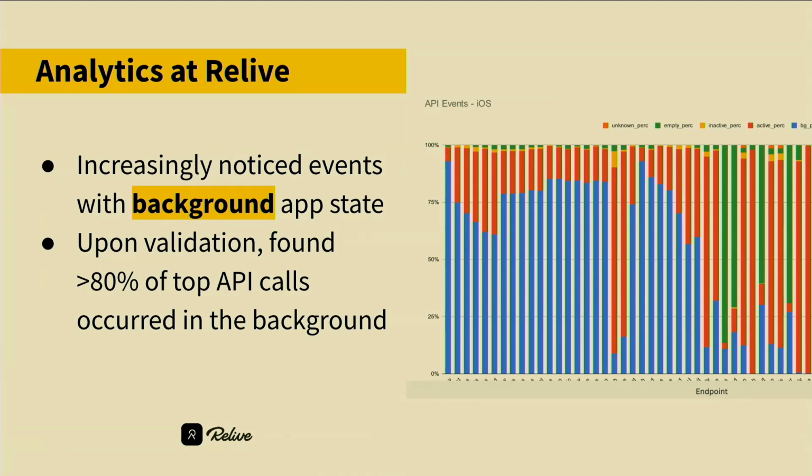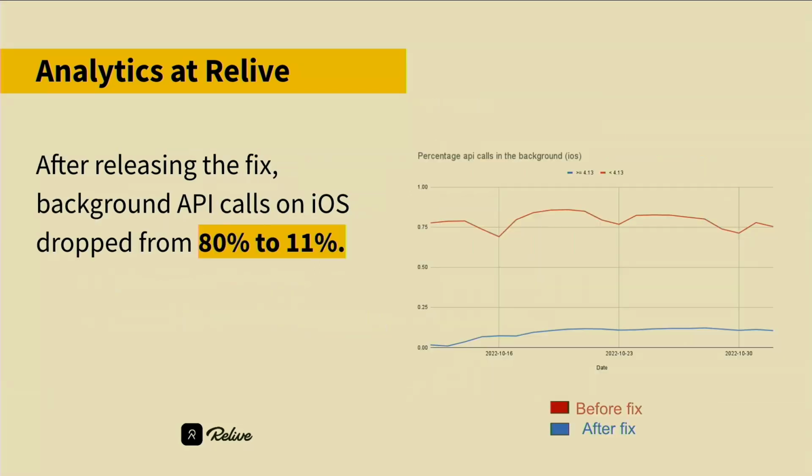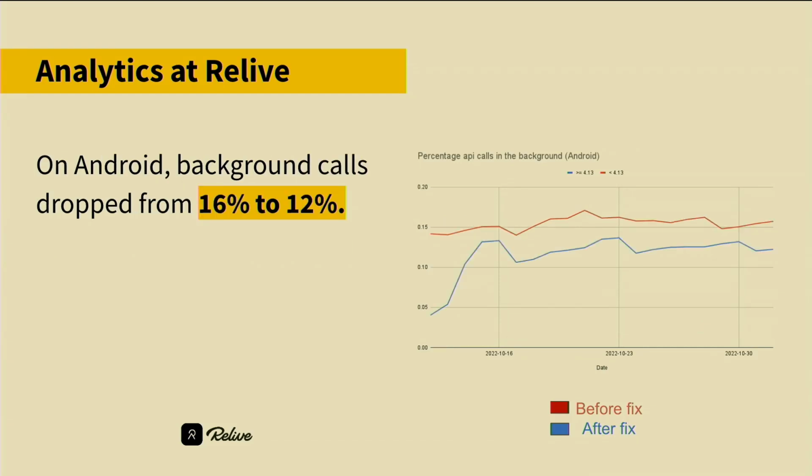As you can see on the chart, the blue bars are when the app is actually in the background. So once again, because of the analytics pipeline, once the fix was released, we were able to confirm that it has indeed been fixed. The total number of background API calls on iOS dropped from 80% to 11%. At the same time on Android, we also saw a drop from 16% to 12%. Now this marginal number of background API calls is much more acceptable, and the parity between Android and iOS gives us the confidence that both platforms are behaving similarly.